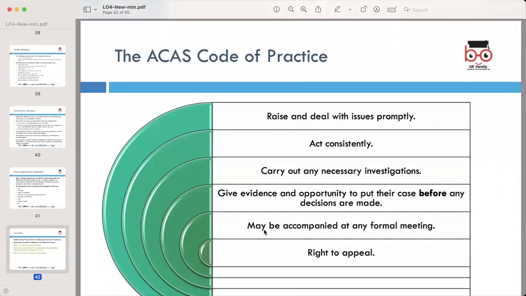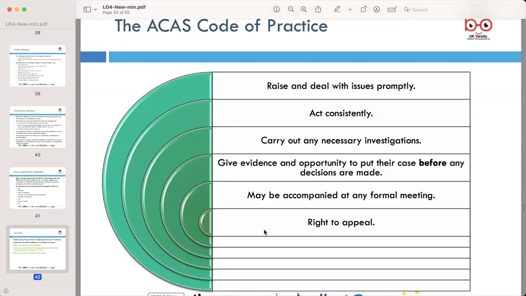So, backup slides. The ACAS code of practice emphasizes several key principles to guide actions in the workplace. It underscores the importance of promptly raising and addressing issues, maintaining consistency in actions, conducting necessary investigations, providing individuals with the opportunity to present their case before decisions are reached, allowing formal meetings and ensuring the right to appeal. These principles contribute to a fair and transparent approach in handling workplace matters as outlined by the ACAS code of practice.